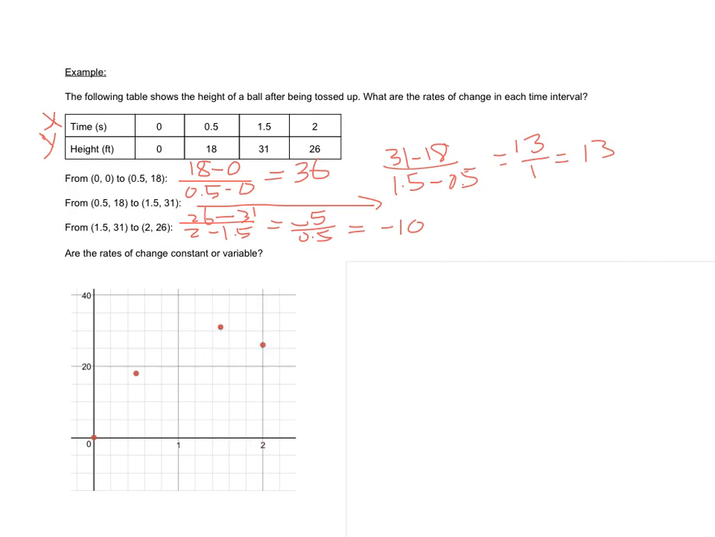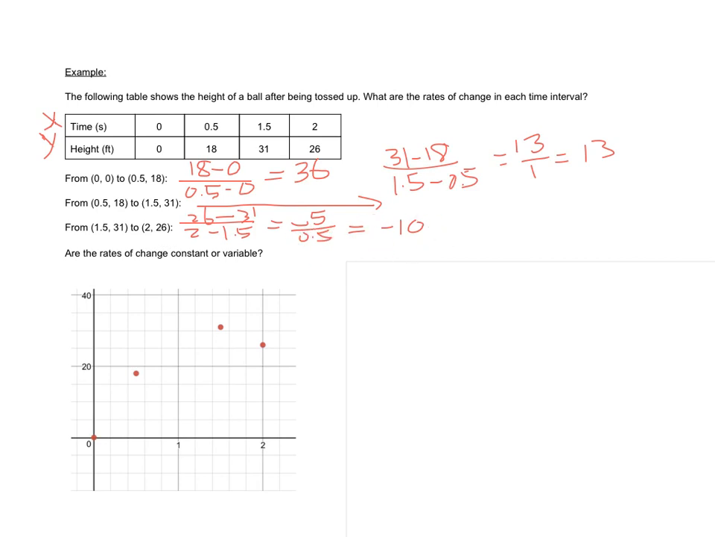The y actually goes down from the top to a lower point. That means the change in y is a negative number, so we have a negative rate of change. Now x still increases, but y decreases. So we have a negative over a positive, so the overall is still negative.